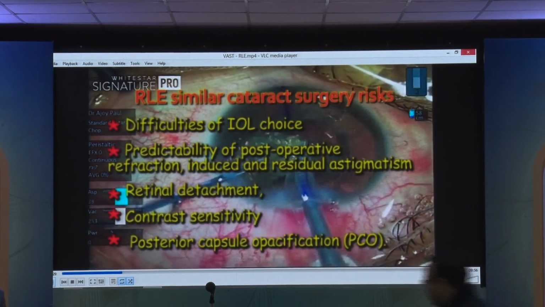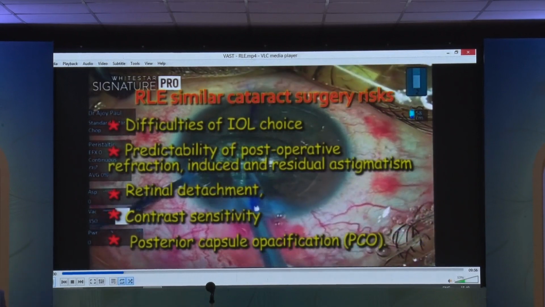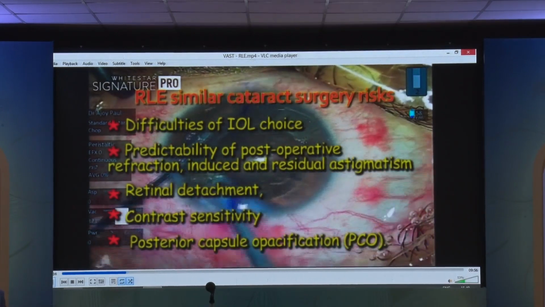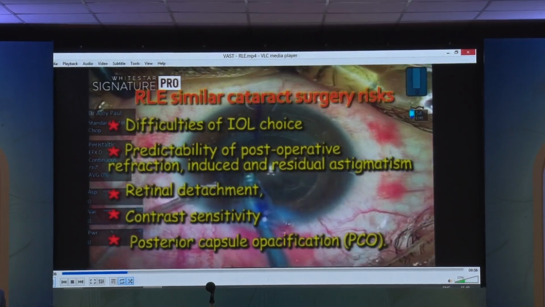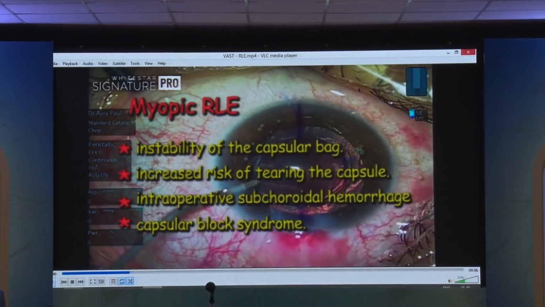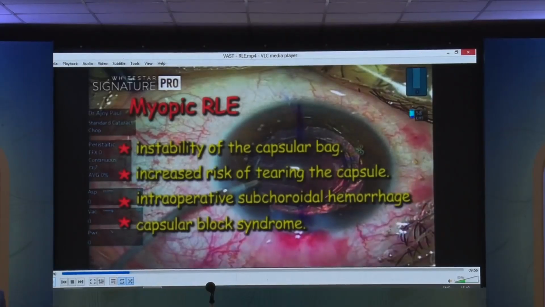Now there is PCO and subsequently YAG, and we know the chances of retinal detachment increase once you do this in these high myopes. So in spite of doing all the possible preoperative checkup, the lasers, and all the corrections of the retinal holes, in the presence of frank holes or a history of retinal detachment in the family, definitely I would not go for RLE at this young age.